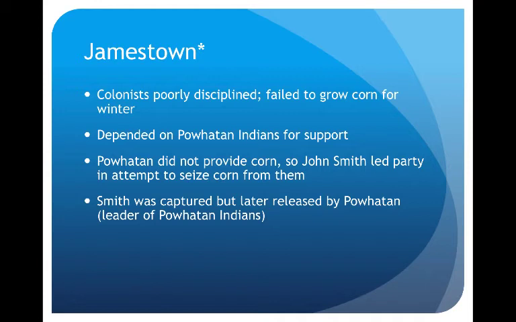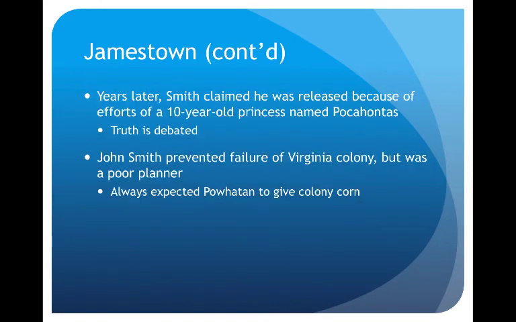The settlers depended on the local Native Americans, the Powhatan, for support. The Powhatan gave them corn for a time, but over time, as you would imagine, they got sick of having to give basically handouts to these English settlers, so they stopped. The colony enlisted the help of John Smith to lead a party in an attempt to seize corn from them. Smith ultimately is captured by the Powhatans and was about to be executed until Chief Powhatan's daughter intervened on his behalf and saved him. His daughter, of course, being Pocahontas.